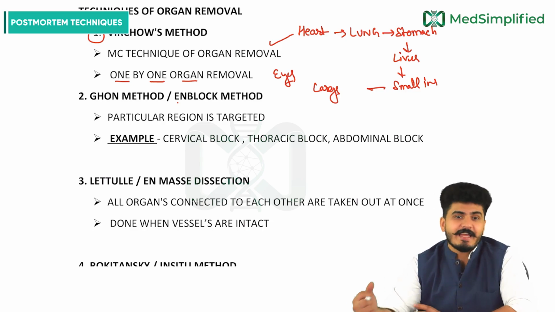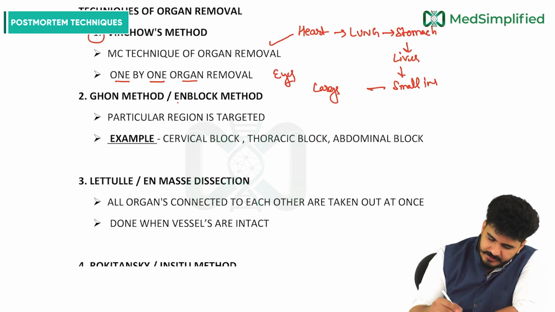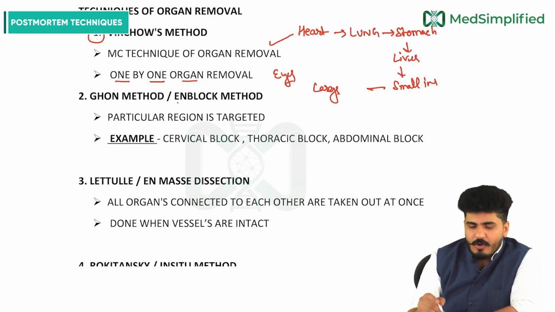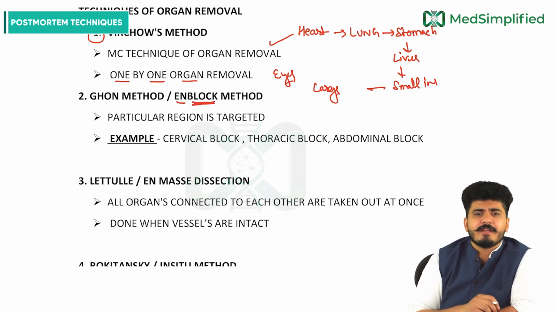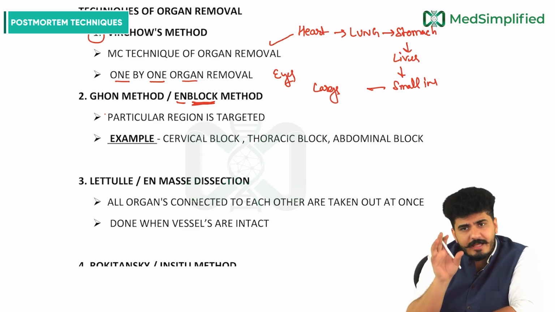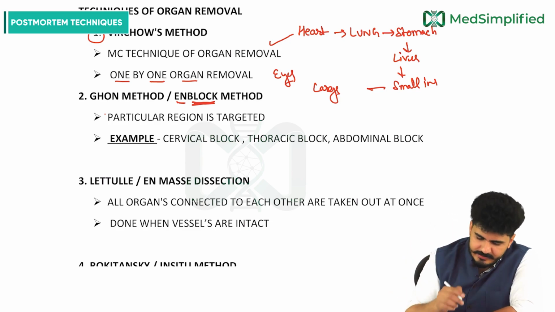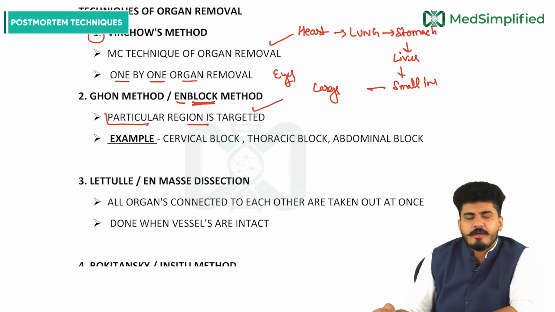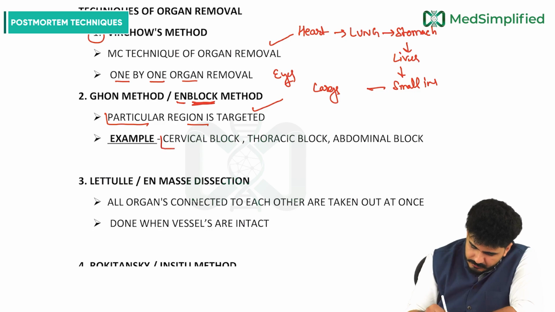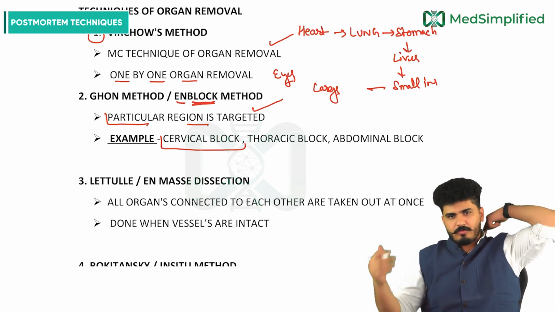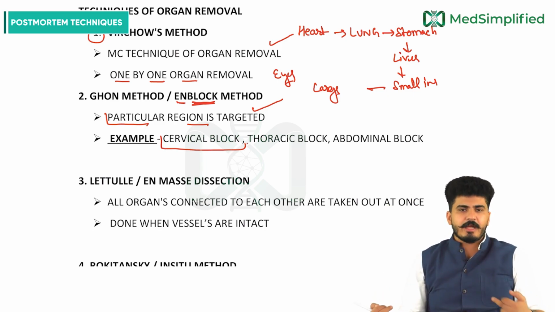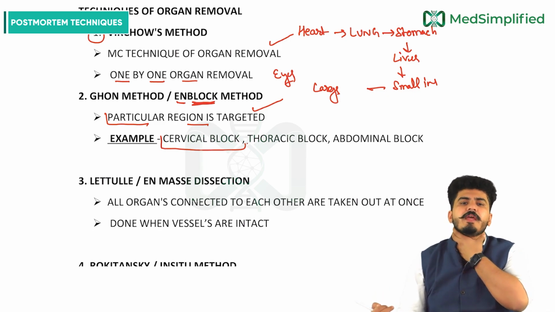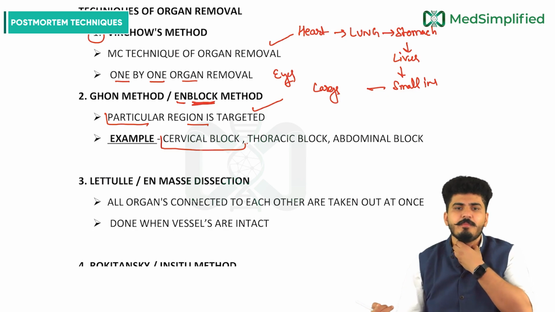Now coming to the second method, that is Ghon's method. Ghon's method is also called the en bloc method. The word block is important right here. Block is like a region. So here a particular region is targeted. For example, cervical block. Whatever the organs are there, for example, thyroid gland, epiglottic cartilages, this area is removed. This is called a cervical block.